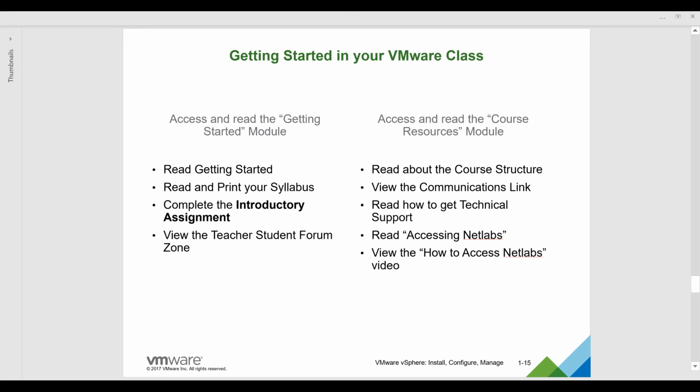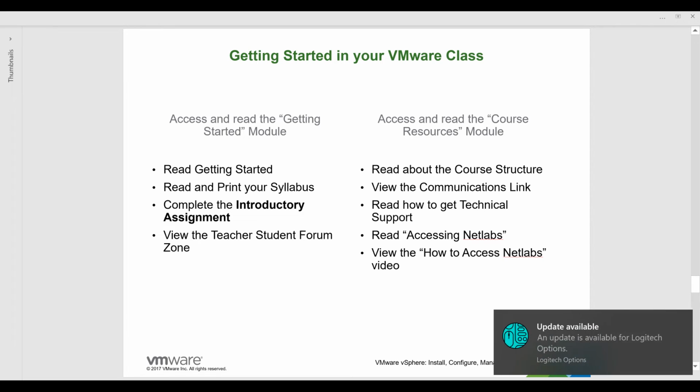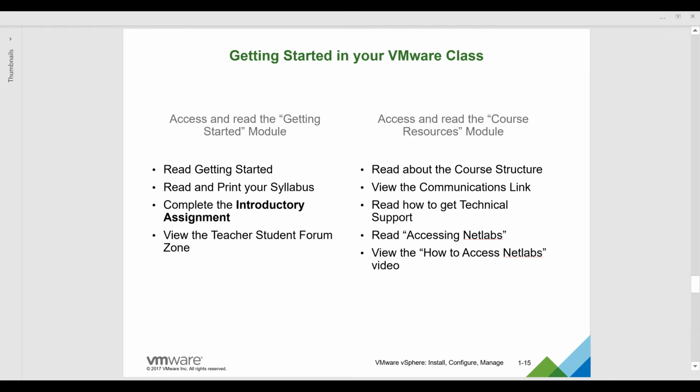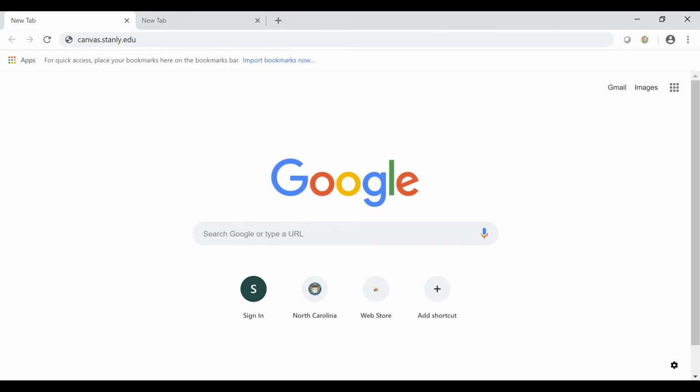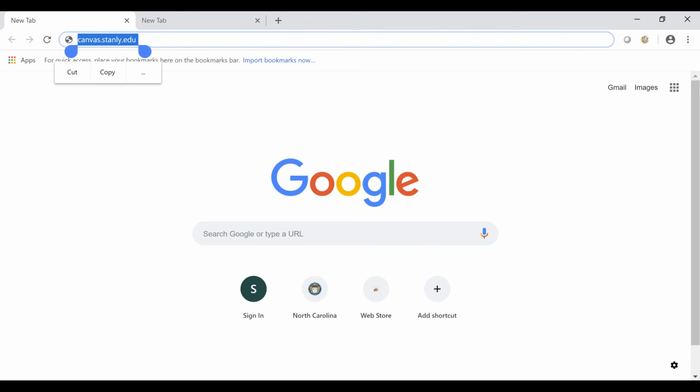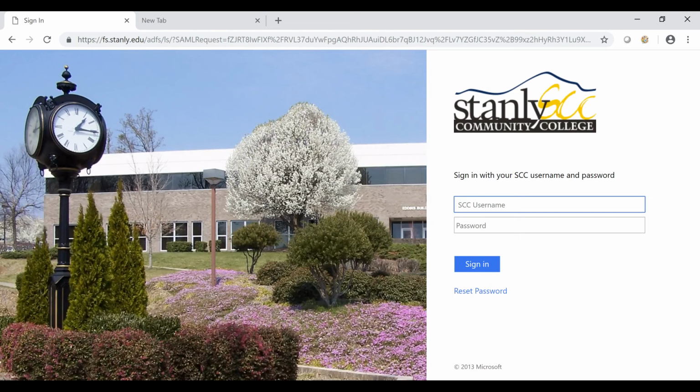All right, so let's get started in Canvas. So we went over all that. We read the Getting Started, read and print your syllabus, complete the introductory assignment, view the teacher-student forum zone, and we basically read the course resource module. So let's go log in to canvas.stanley.edu. You're going to log in using your credentials.